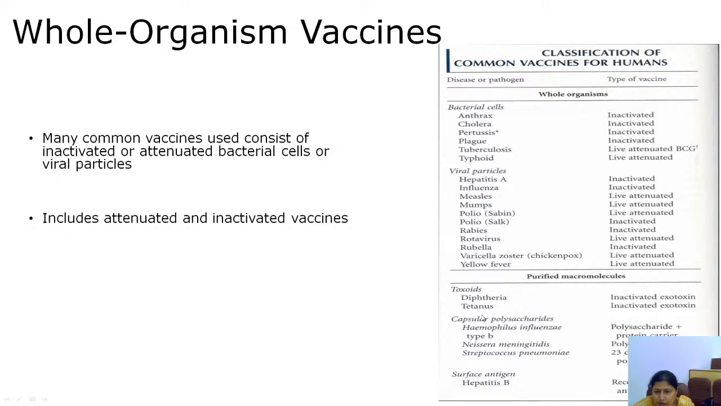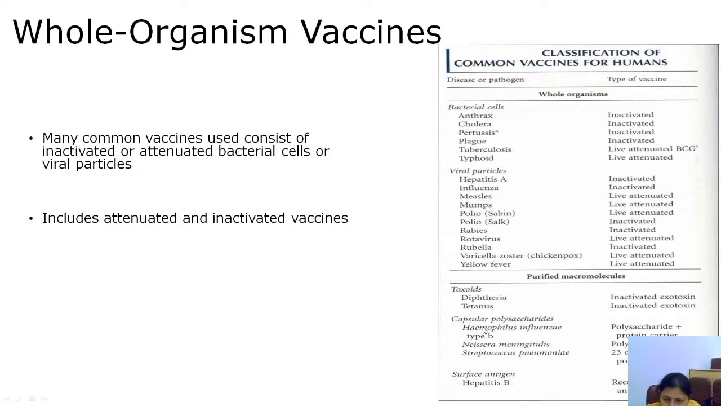Suppose the toxoid. What is a toxoid? When the toxin which is released by the bacteria is inactivated, it is known as a toxoid. So diphtheria produces a toxin and the toxin is subsequently inactivated to toxoid. So these are inactivated exotoxins. Similarly, Clostridium tetani, in the disease tetanus, produces toxins and these are subsequently inactivated.